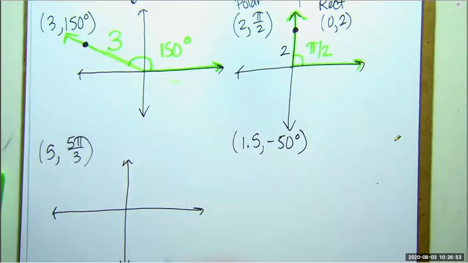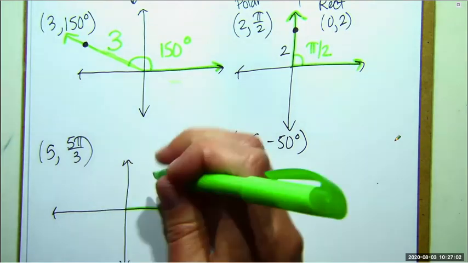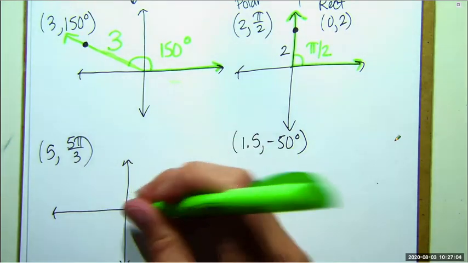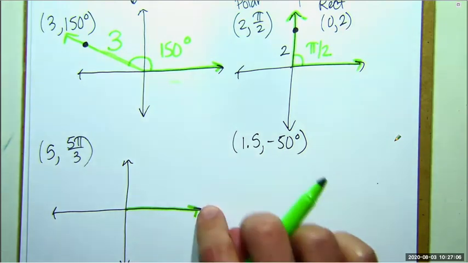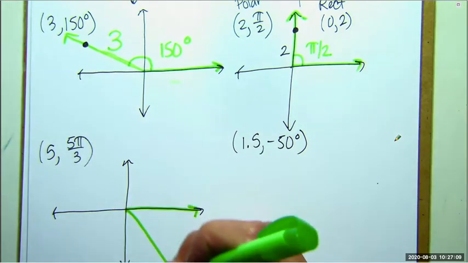The first thing we want to do is draw in our angle. Thinking about this in terms of fractions, 5/3 is 1 and 2/3. If it's 1 and 2/3, that makes it 1/3, or 60 degrees, away from 360, right? So that's going to be right about here.